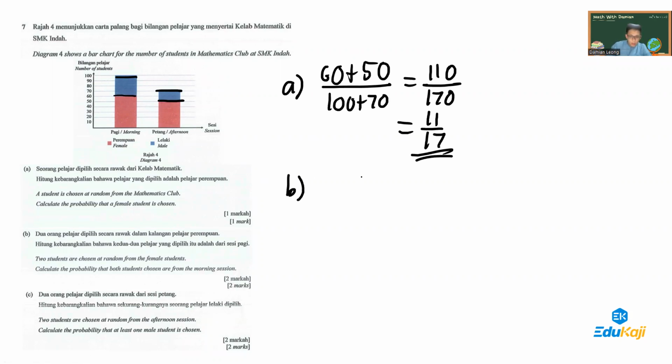Second one, calculate the probability that both students are from the morning session if 2 students are chosen at random from female students. So it's only female students. I want both from morning. That means the probability that the first student is from morning, so 60 students over a total of 110 female students. Right? It's female.